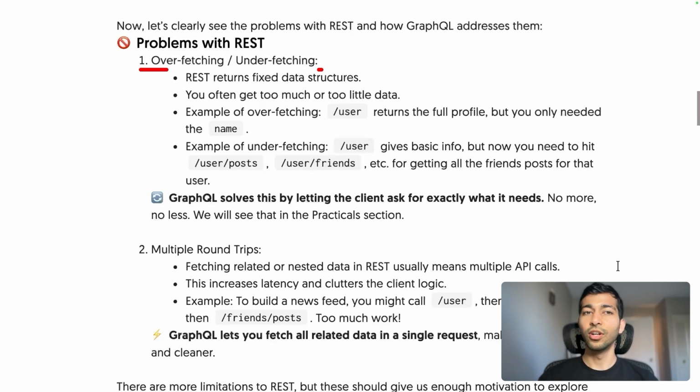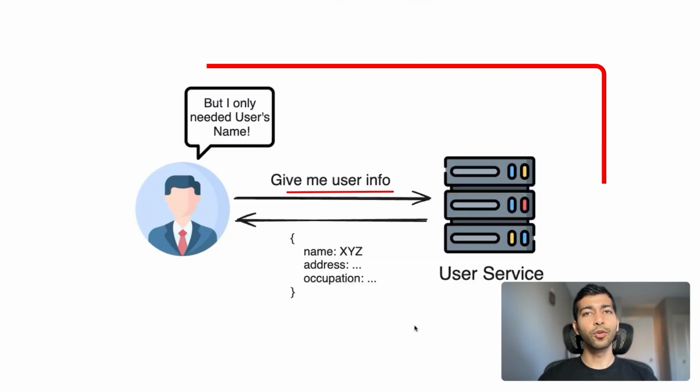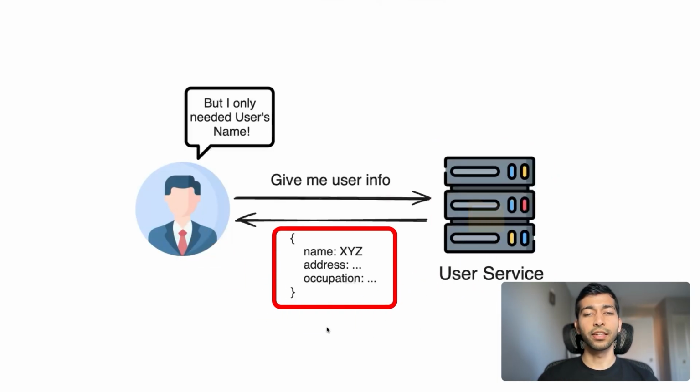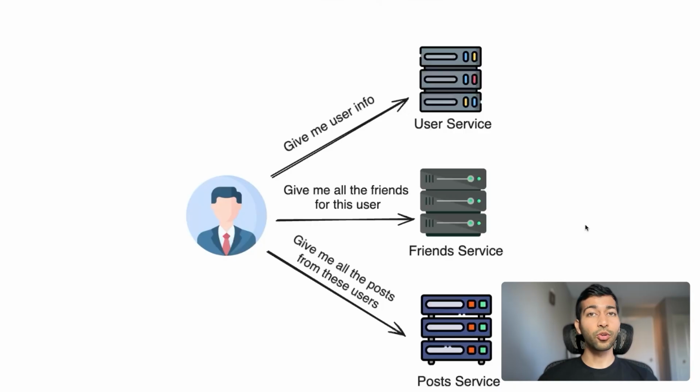Let's clearly understand this. REST returns a fixed data structure, as we saw, like fixed menu items. You often get too much or too little data. So let's take a small example to understand this overfetching and underfetching problem. Let's say this is the user and he says, give me user info. It goes to, let's say, the user service, and a whole lot of data is given back to the user: name is XYZ, address, occupation, and whatnot. But the user only wanted the username. So this is basically the overfetching problem. We wanted only the username, but we got a lot of data we don't need, right?